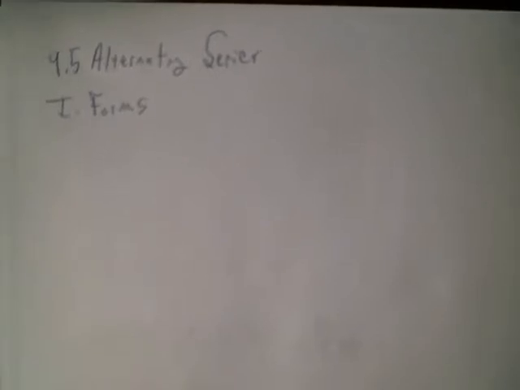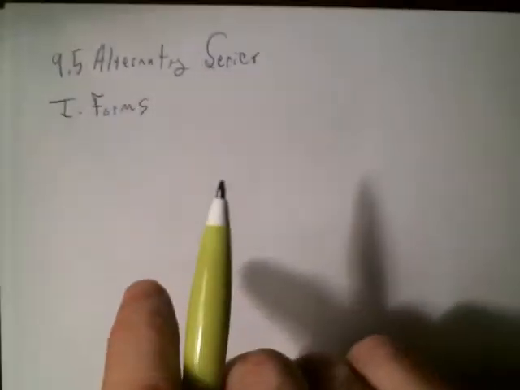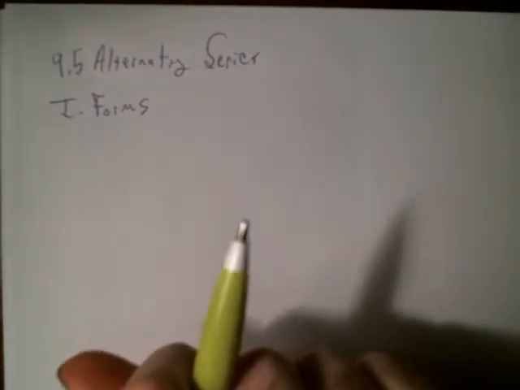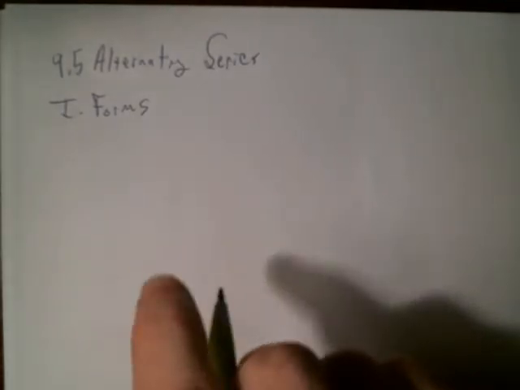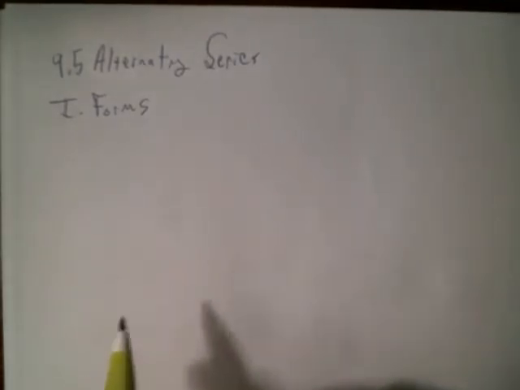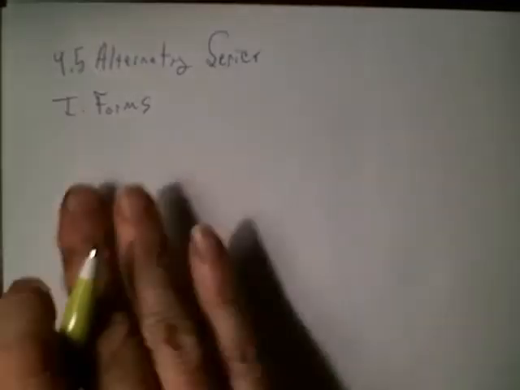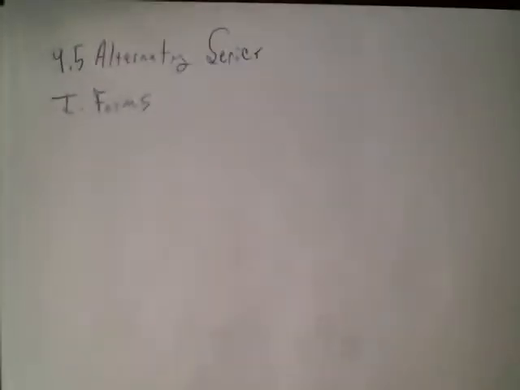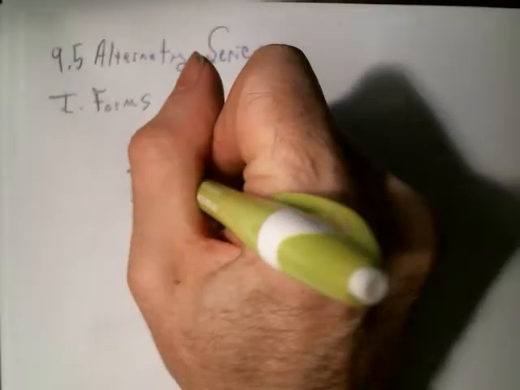Okay, welcome back. This is 9.5, alternating series. To this point, the series we've been working with have all had positive terms, and we're going to develop some tests to deal with series that may have some negative terms. The first type is where we have negative, then positive, then negative, then positive, things being added together. So we have two basic forms.